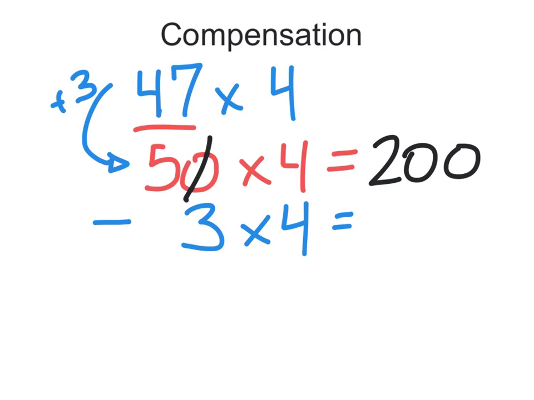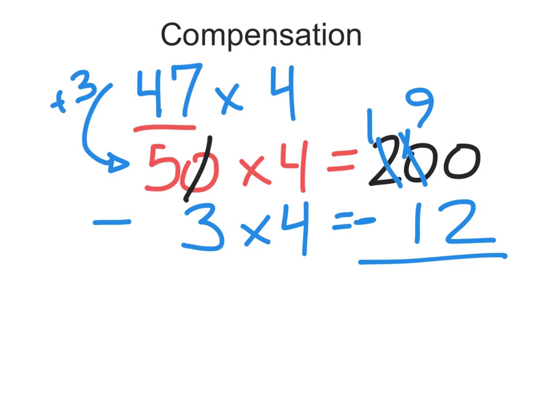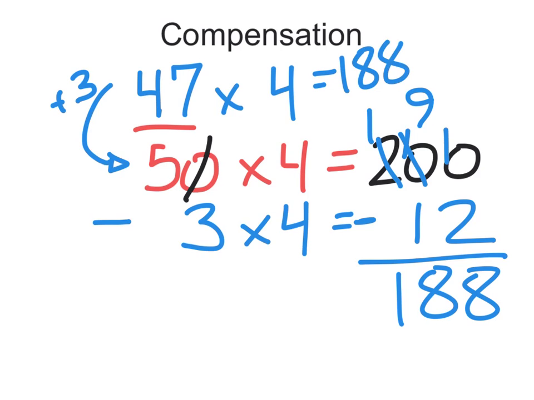So 3 times 4 equals 12, and I'm going to subtract that. And I get an answer of 188. So 47 times 4 equals 188. Let's do another example. Here's one more example.